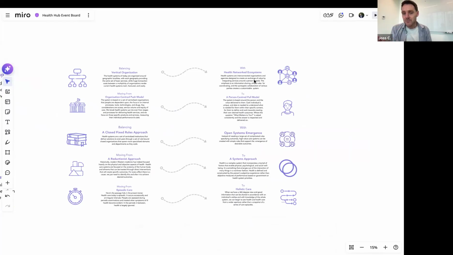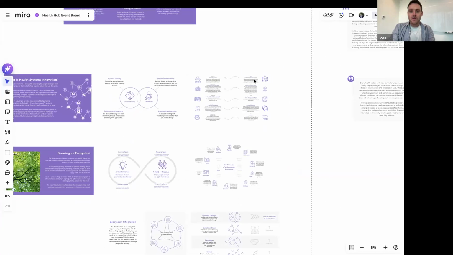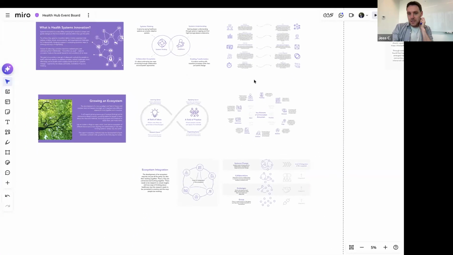It's person-centered, but also system-centered. It's about open emergent systems. And it's a much more holistic, should we say? Someone put it in the chat there. It's not episodic. It's not just about sickness. It's also about well-being. It's continuous over a whole life cycle and ultimately moving from the reductionist paradigm to a systems paradigm. And that's what we're talking about when we say health systems innovation.